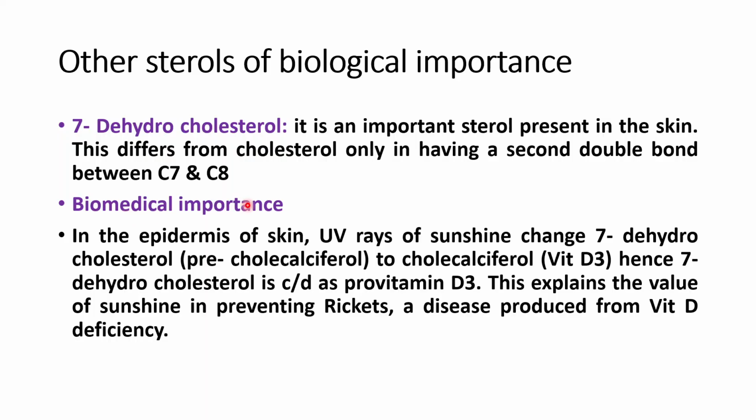So the biomedical importance of this: in the epidermis of skin, UV rays of sunshine change 7-dehydrocholesterol, that is pre-cholecalciferol, to cholecalciferol, hence 7-dehydrocholesterol is called provitamin D3. This explains the value of sunshine in preventing rickets, a disease produced from vitamin D deficiency.